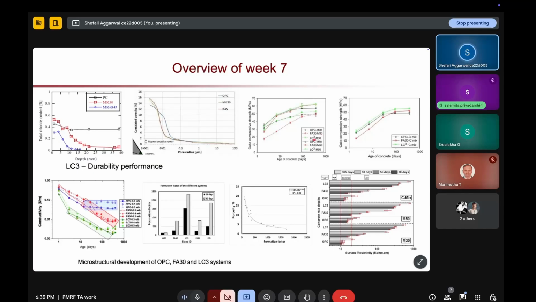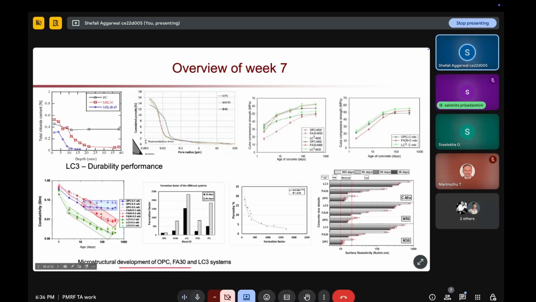So you can see from here your LC3 has a better, or almost better, compressive strength as compared to fly ash with 30% replacement. In the same way, this is also the compressive strength of LC3 and fly ash as compared to OPC. So your LC3 has better performance from the initial stage to the later stage.